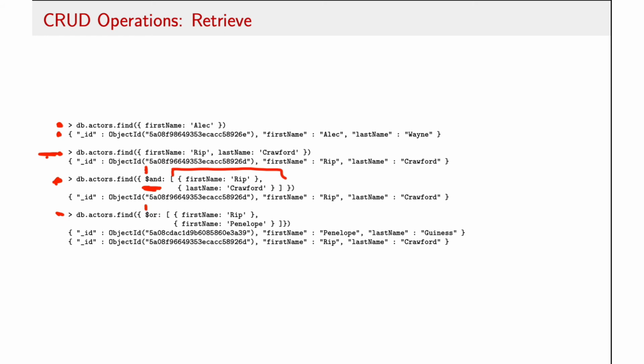We're using or instead of and. So any document that contains a first name of Rip or a first name of Penelope should appear in the output. And that's what we see here in the 2 documents that are returned.